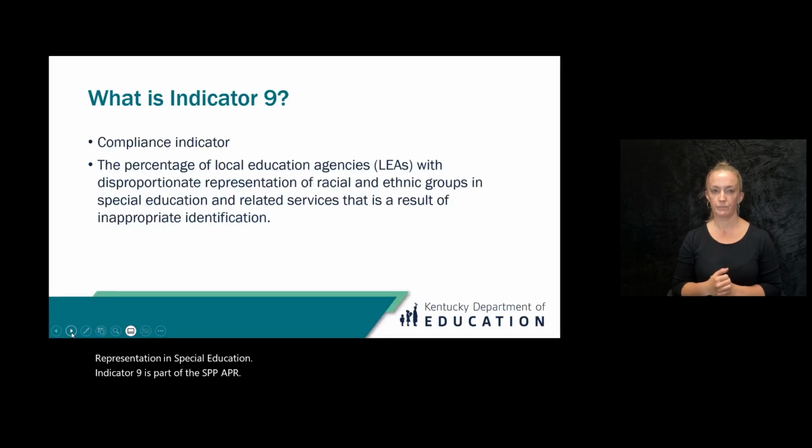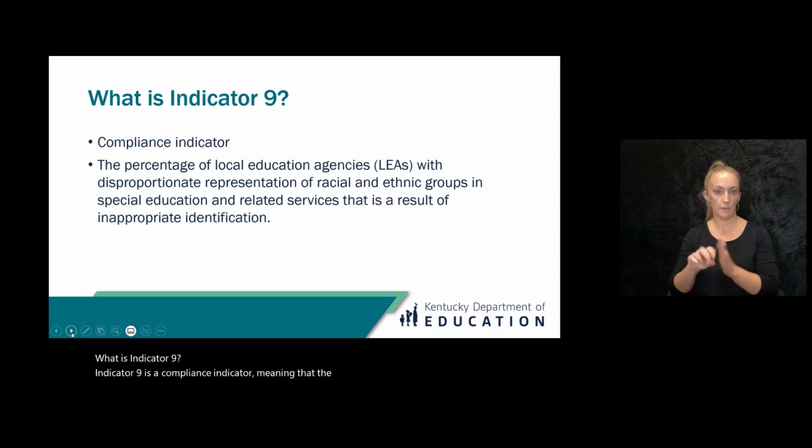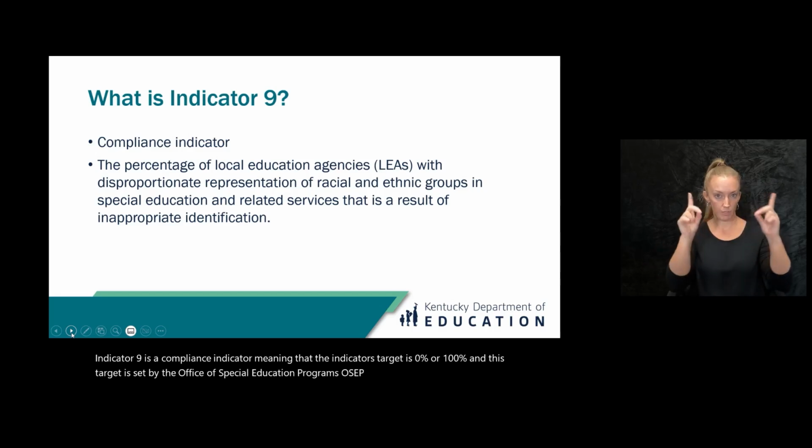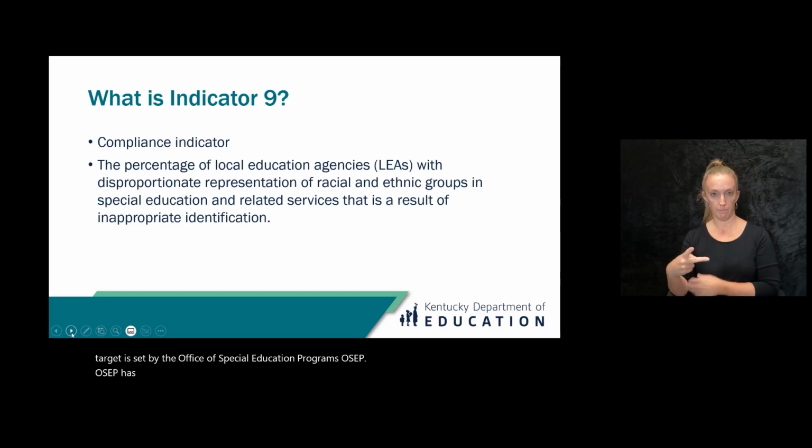What is Indicator 9? Indicator 9 is a compliance indicator, meaning that the indicator's target is 0% or 100%, and this target is set by the Office of Special Education Programs, OSEP. OSEP has set Indicator 9's compliance target to 0%.